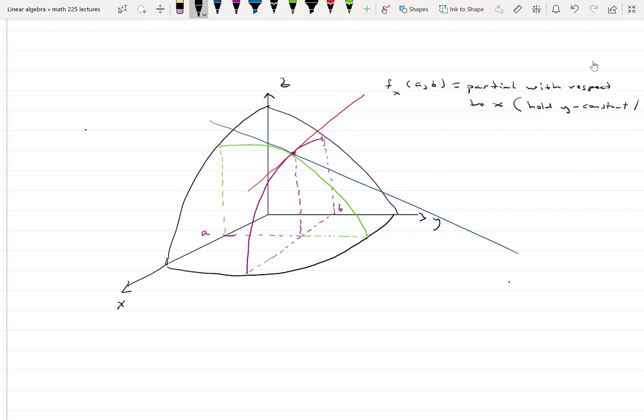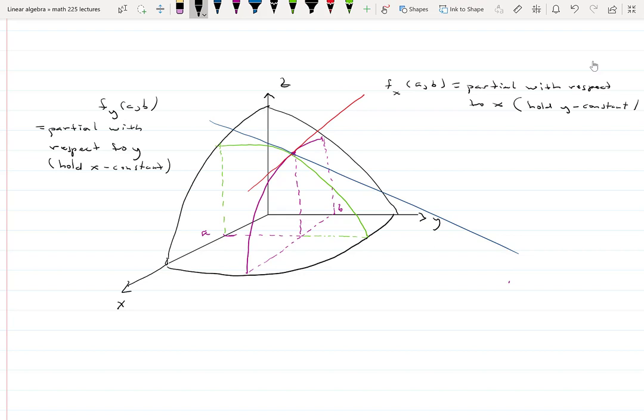The slope of the other line, f sub y at (a, b), we get by holding x constant. We hold x constant and we get the partial derivative, or very commonly we just say the partial with respect to y. When you take a partial derivative with respect to y, you hold x constant. And that gives us the slopes of two tangent lines to the surface.